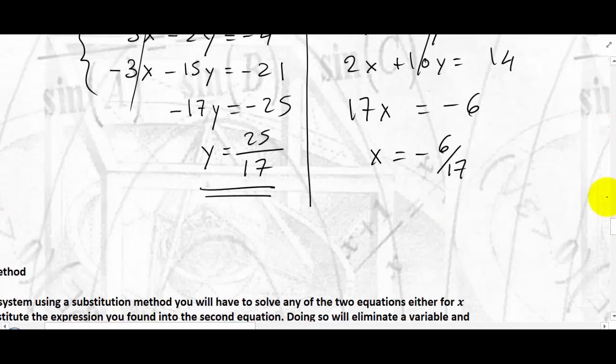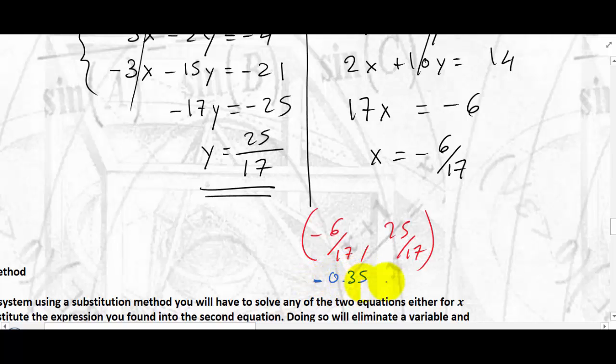What is your solution for the system? It is negative 6 over 17, 25 over 17. Let's compare this value to our graphical solution. Negative 6 over 17 is actually about negative 0.35, and 25 over 17 is about 1.47. So I think it's kudos on this one, and we were a little bit off on this one, right?